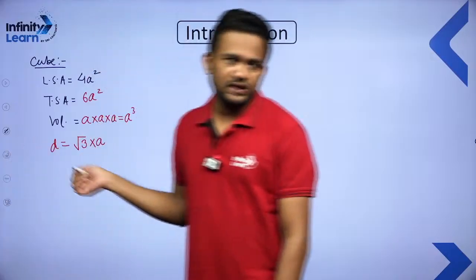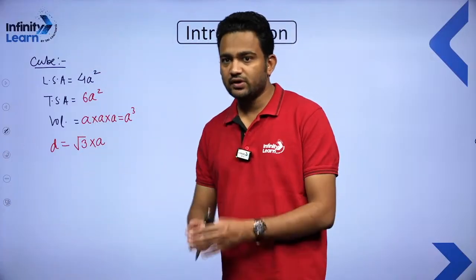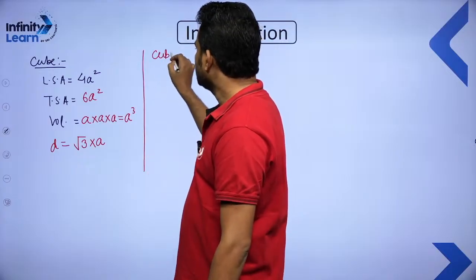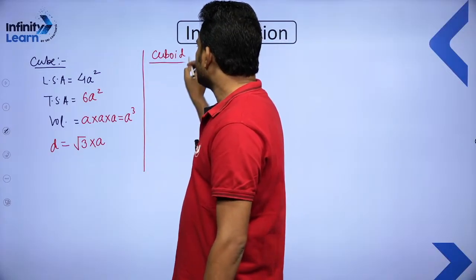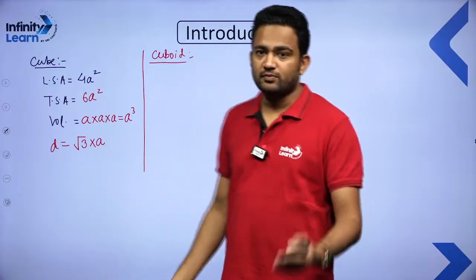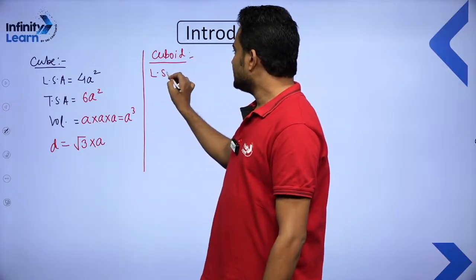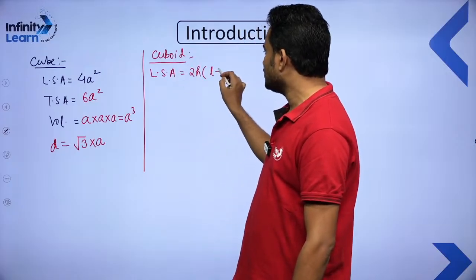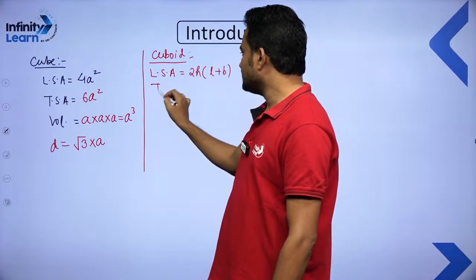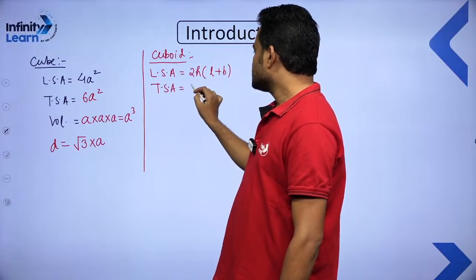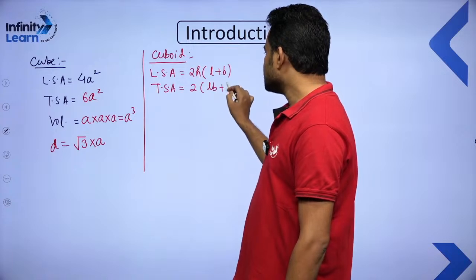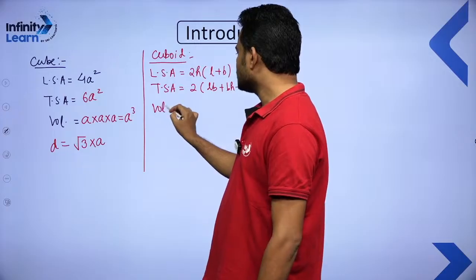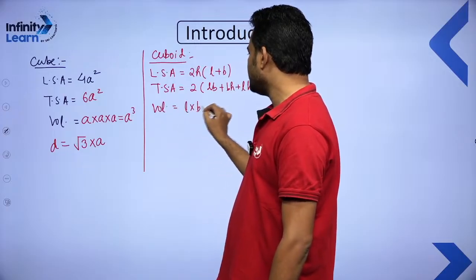So these are all the formulas that we use for solving the questions based on cube, and cube is an example of prism. Now the next one is cuboid. Let us assume the dimensions of cuboid are L, B, H. The first formula is lateral surface area. So what is the formula to find the lateral surface area? 2H(L plus B), means area of four walls. Total surface area, so 2 times (LB plus BH plus LH), and volume. So volume is L into B into H, right?